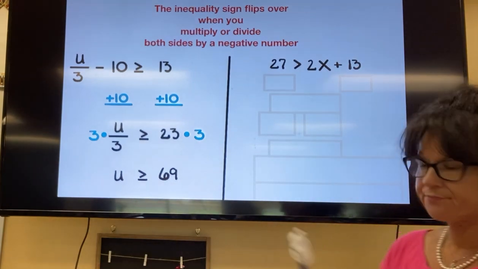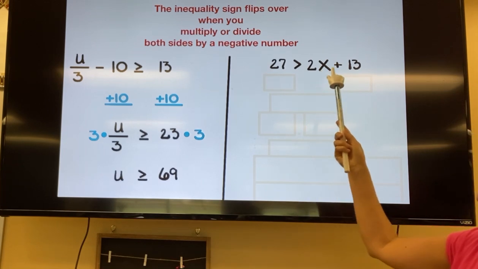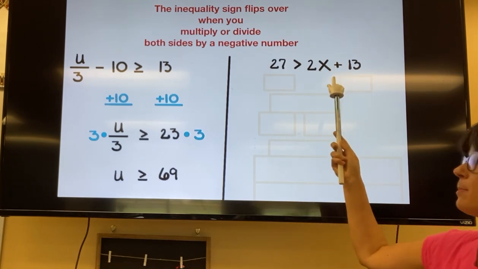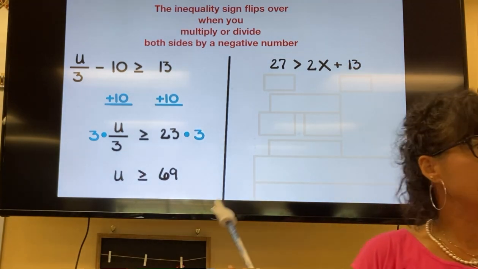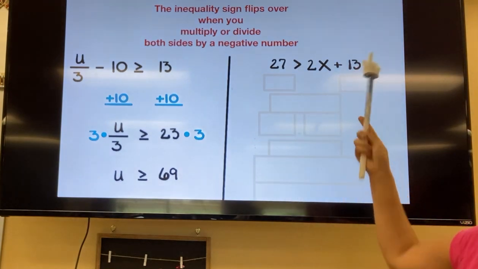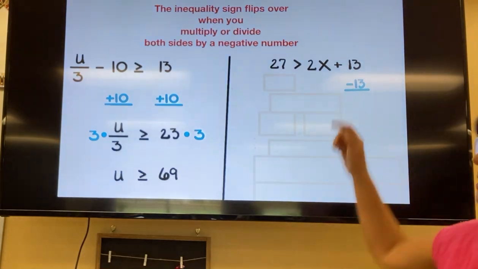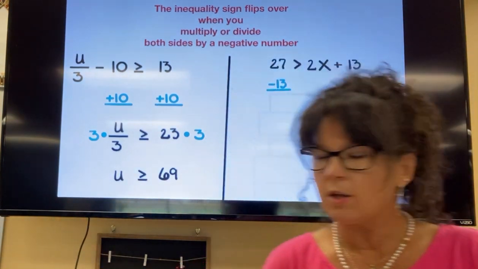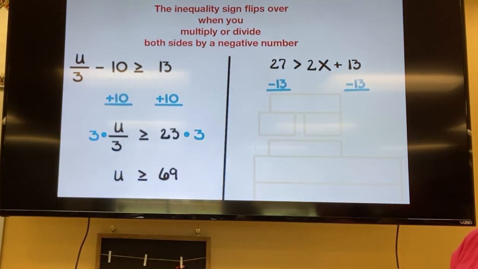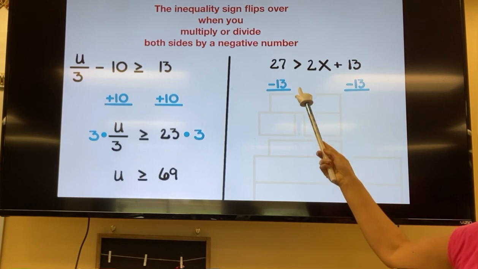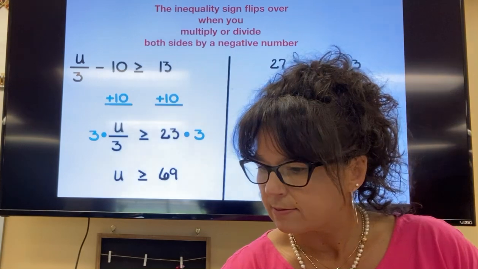This one here, I happen to have my variables on the right side, but if I'm trying to get the x by itself, what's preventing the x from being alone is the multiply by 2 and the add 13. So when solving, we're undoing the order of operations. So I will get rid of the add 13 first by subtracting 13. What I do to one side of the inequality, I'm going to do to the other. 27 minus 13 is 14. I'm going to bring down the inequality symbol, the greater than symbol, and then the 2x.